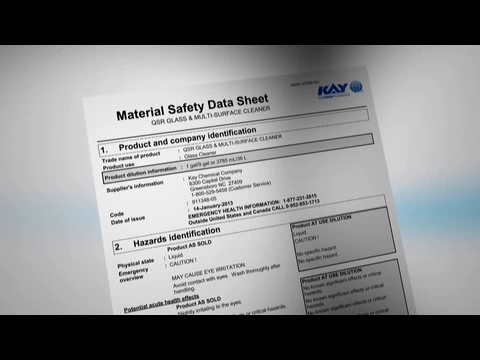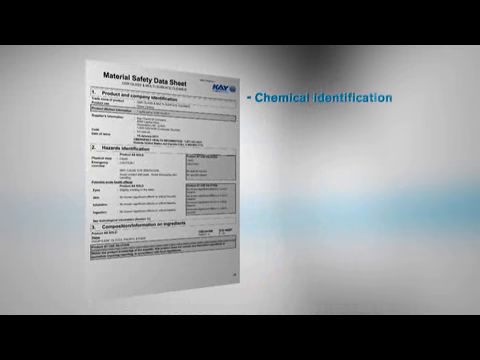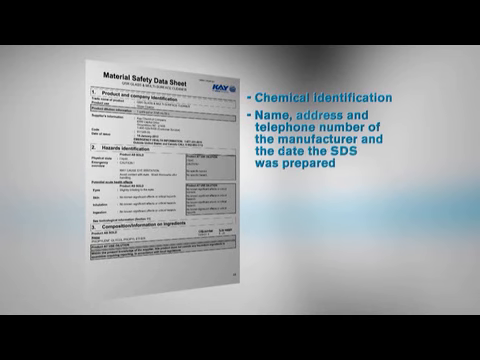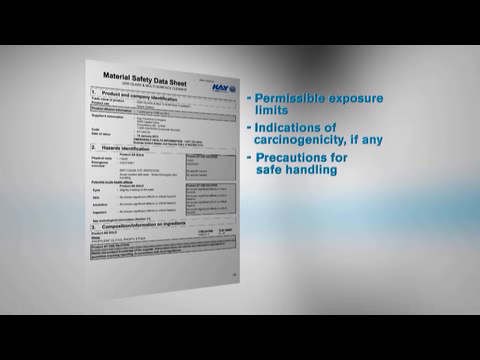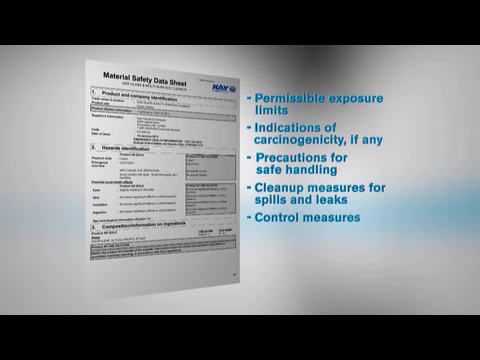SDSs must provide you certain information. They must list chemical identification, name, address, and telephone number of the manufacturer and the date the SDS was prepared, physical and chemical characteristics, physical hazards, health hazards, primary routes of entry into the body, permissible exposure limits, indications of carcinogenicity, if any, precautions for safe handling, cleanup measures for spills and leaks, control measures, and emergency first aid procedures.